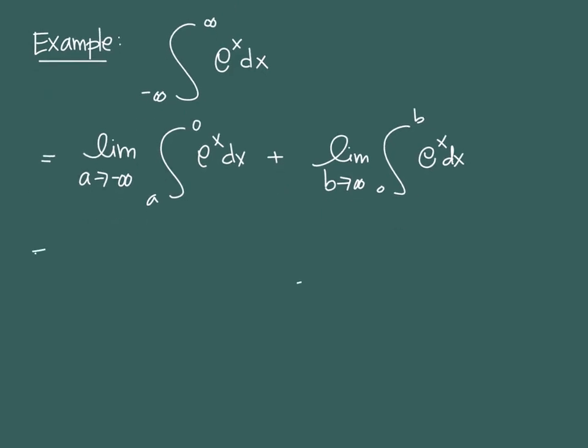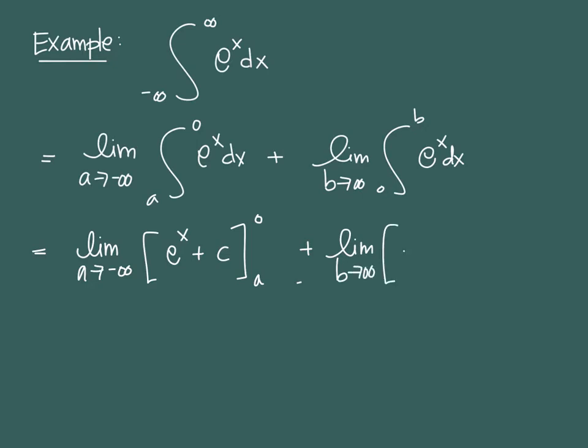All right, this one's going to be easier because the antiderivative of e to the x is e to the x. So we'll have the limit as a approaches negative infinity of the antiderivative of e to the x plus c on the bounds that go from a to 0. And then the limit as b approaches infinity of the antiderivative of e to the x plus c as the bounds go from 0 to b.